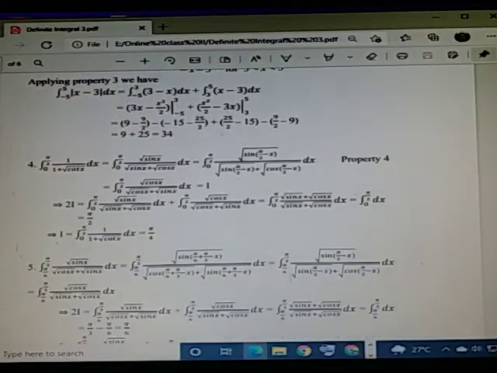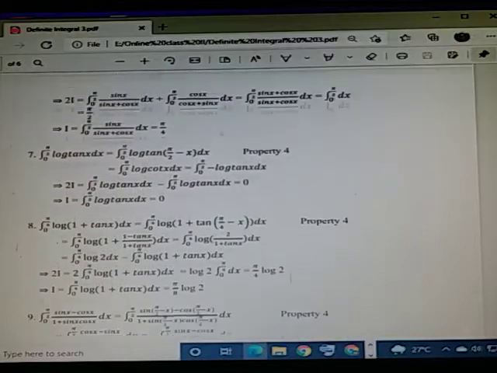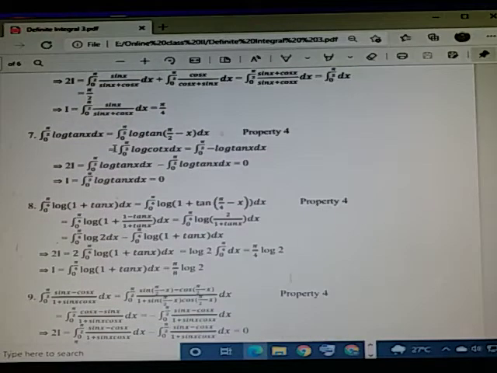We have worked out examples up to number 7. Number 7 is done. Then you see number 8. What property are we using here? The problem is the integral of log of 1 plus tan x from 0 to pi by 4, and we are applying property 4.